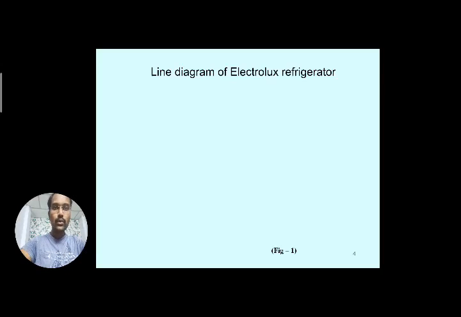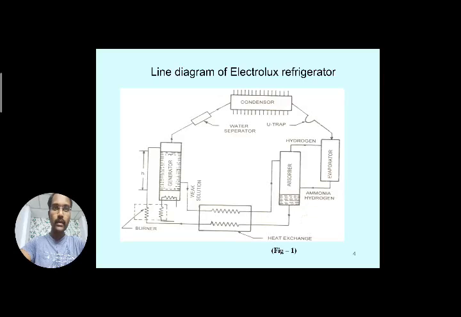Right. First look at the line diagram of the Electrolux refrigerator. Observe all the components that are present, compare with the previous video class, and see what components are present and what other components have additionally been added. Observe for some time, and you can get some clarity on this line diagram compared with the previous cases.